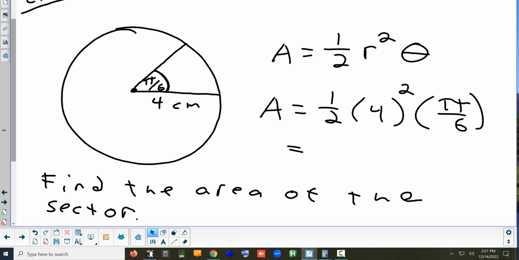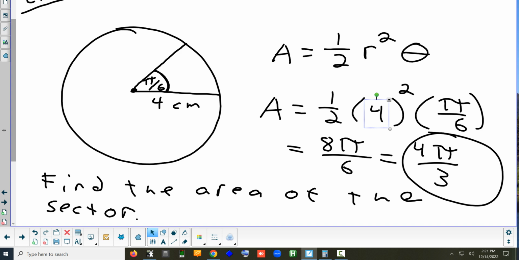So follow PEMDAS. Exponent first. What's 4 to the second power? And what's half of that? 8. So I have 8 pi over 6. But what does 8 pi over 6 reduce to? 4 pi over 3.